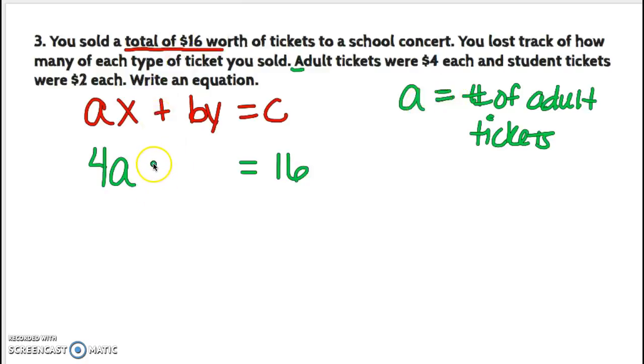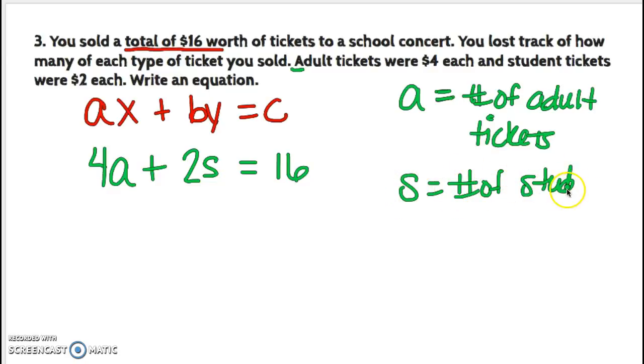Then the other part was the student tickets. So student tickets, I'm going to use an S for student. Be careful when you make your S not to make it look like a 5. It's very easy to do. They were $2 each, so 2S. So 4A plus 2S equals 16. S is the number of student tickets.